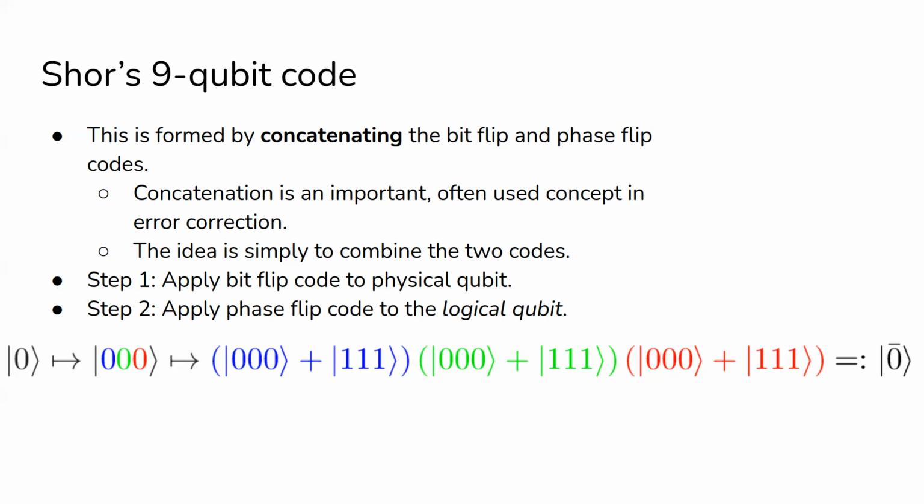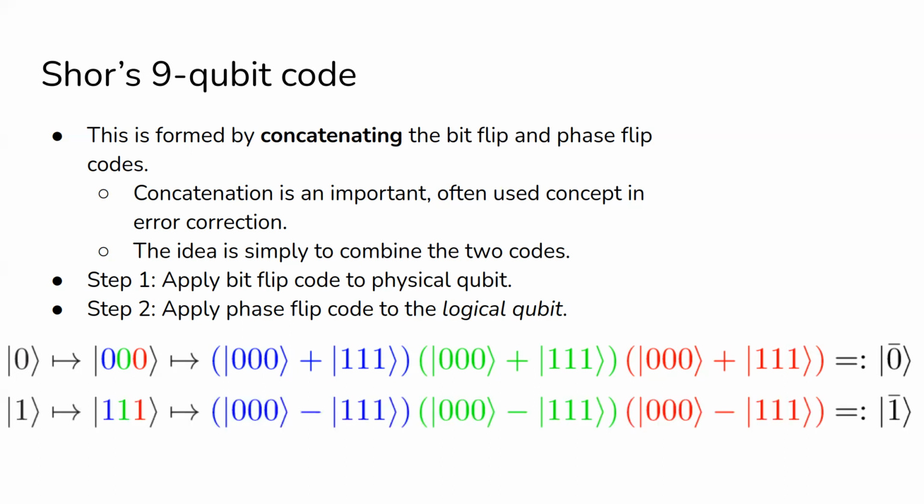A little low on time, so I won't ask you what the logical one state will be. I'll just tell you the answer, but it'll be a similar thing. We'll do the repetition code, so 1 will become 3 copies of 1. And then we'll do the phase flip code, so each of the 3 copies of 1 will become the minus state. So it's similar to the 0, but with minus signs.